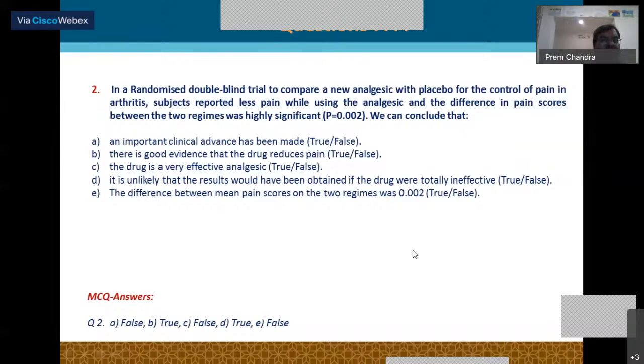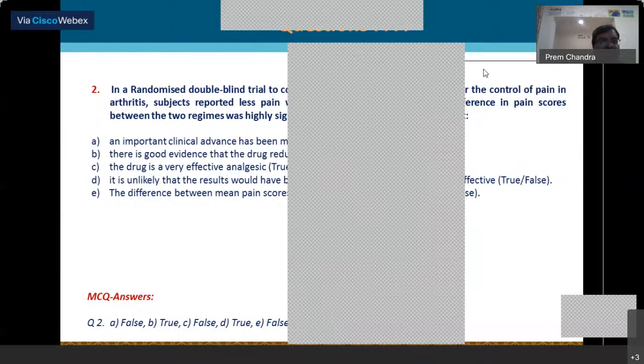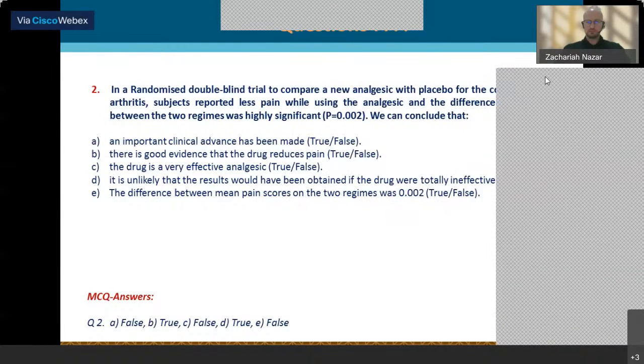We can conclude that, you need to answer whether each is true or false. A: an important clinical advance has been made. B: there is good evidence that the drug reduces the pain. C: the drug is a very effective analgesic. And D: it is unlikely that the results would have been obtained if the drug were totally ineffective. And the difference between mean pain scores on the two regimens was 0.002. So you need to answer each one either true or false.